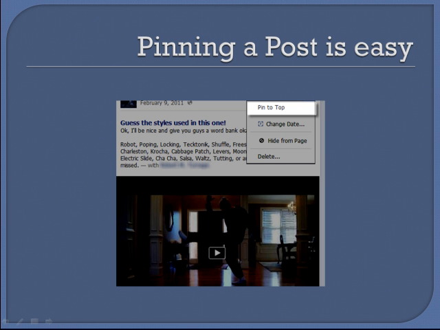So pinning a post is very easy to do. All you need to do is create a post and then click on the top right hand corner of that post and then click pin to top. Now before you pin a post, you want to make sure that the post you're about to pin follows these guidelines, because there are certain things involved that you want to make sure that you follow before you actually pin a post.